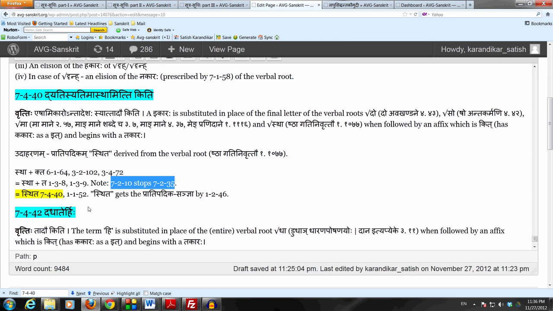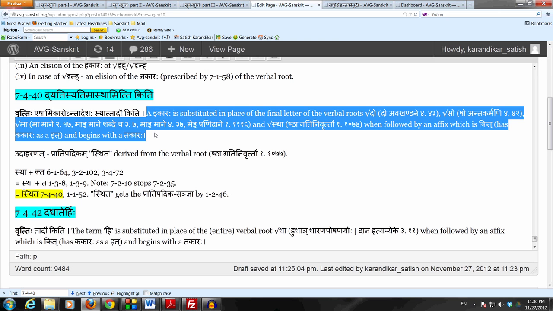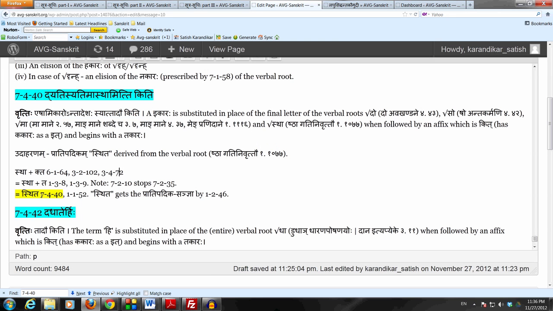And now this sutram 7440 comes and replaces the ending akara of stha by a ikara. We do have a pratyaya which is the kta pratyaya, which is a kit pratyaya, which is also takaradi. Remember, when to decide takaradi or not, you have to remove the it letters first. Anubandha lope takaradi, and then so all the conditions are satisfied. So 7440 replaces the ending akaraha by a ikaraha. And of course alontyasya means only the ending letter of the angam is replaced, not the entire angam. And we get the pradipadikam sthita. Sthita gets a pradipadika sanya by 1 to 46 and so on.